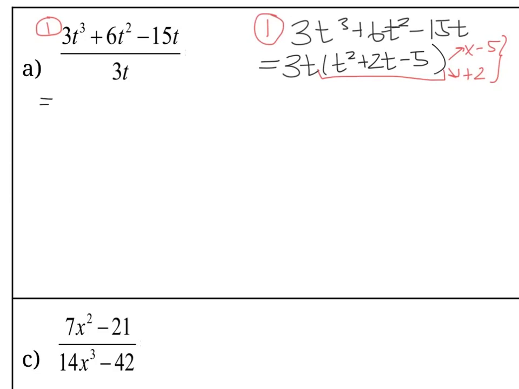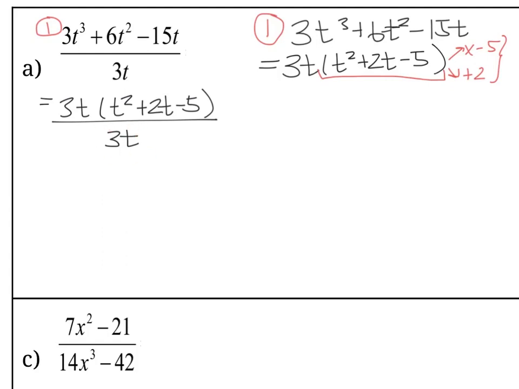So we're going back into our original equation. I'm going to replace this guy up here with our newly factored expression. So we have 3t times t squared plus 2t minus 5 all over 3t. And if you notice, everything on the top is factored. So we have our two factors. Here's our first factor. Here's our second factor. They're multiplying, so we know that they're factors. And then we have our two factors down here.